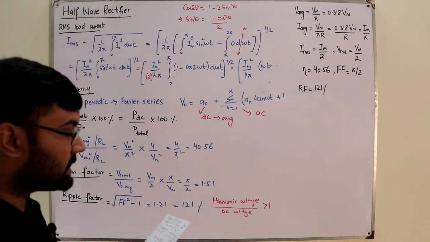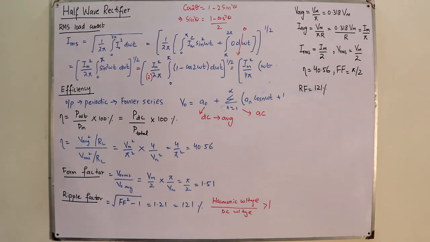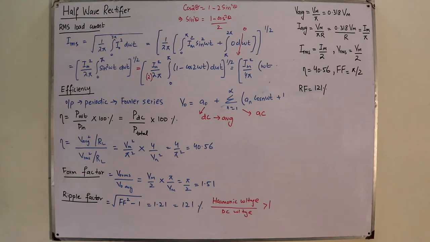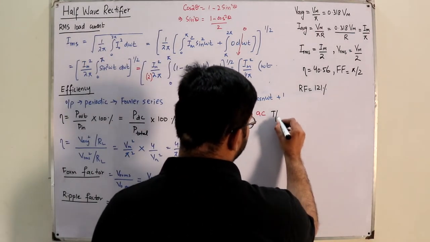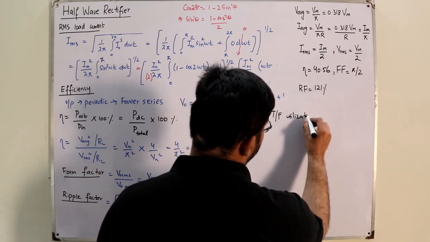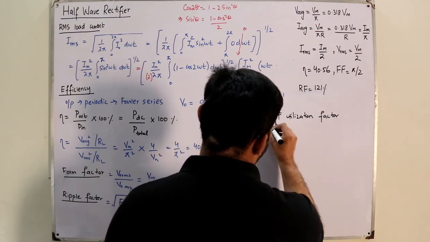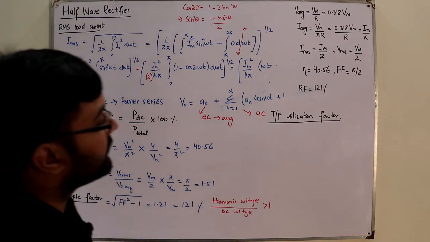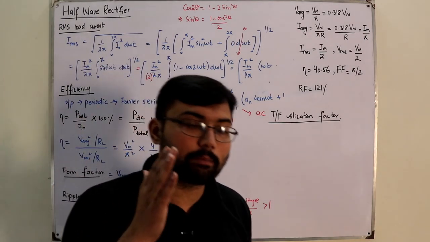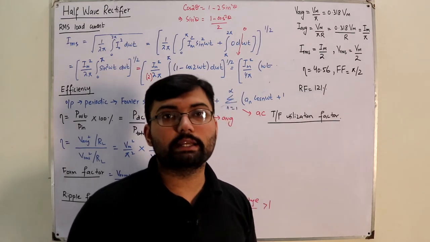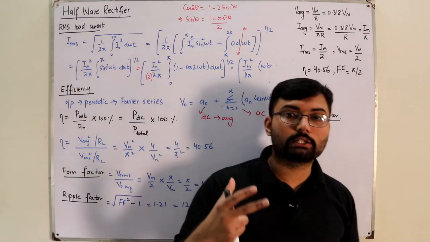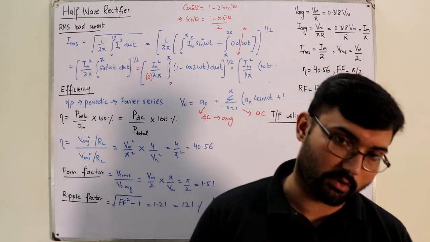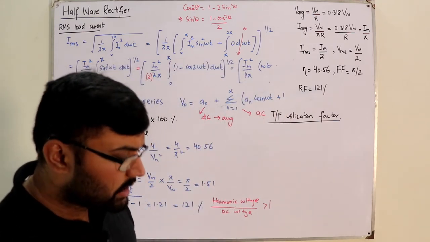We have another factor, that is the transformer utilization factor. Let me write it over here. Now what is this? This factor tells you how much of the total capacity of the transformer you are using. Let's say I have a 10 kVA load and I install a 50 kVA transformer to that. This means that I am simply wasting the 40 kVA capacity of that transformer, right? So this is what the transformer utilization factor tells us.